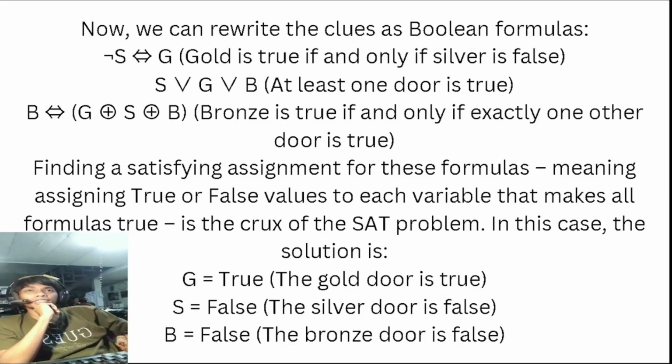Finding a satisfying assignment for these formulas, meaning assigning true or false values to each variable that makes all formulas true, is the crux of the SAT problem. In this case, the solution is G is true, the gold door is true, S false, the silver door is false, and B false, the bronze door is false.